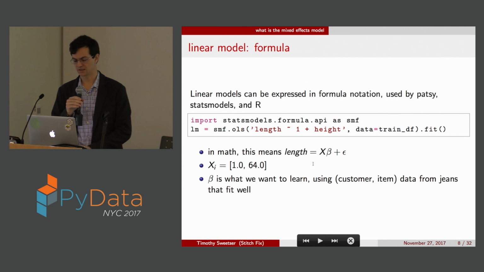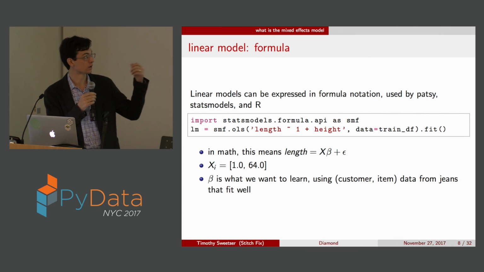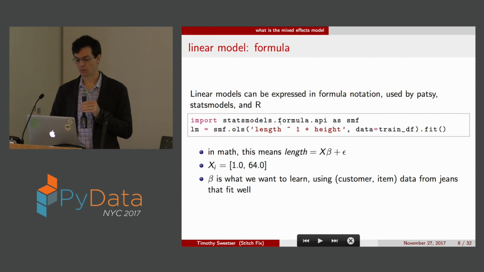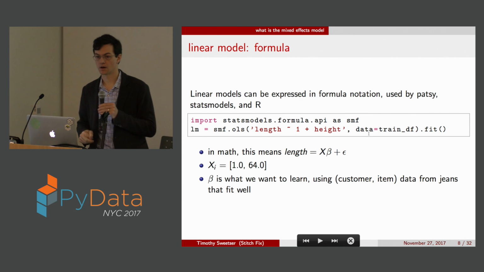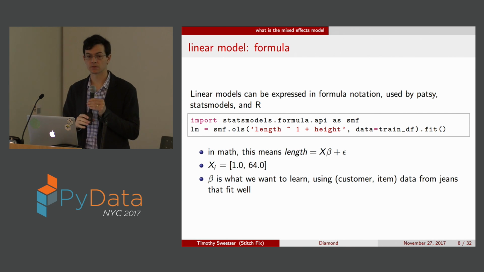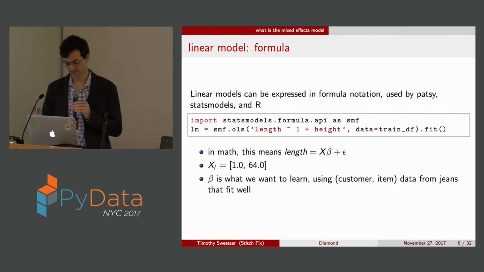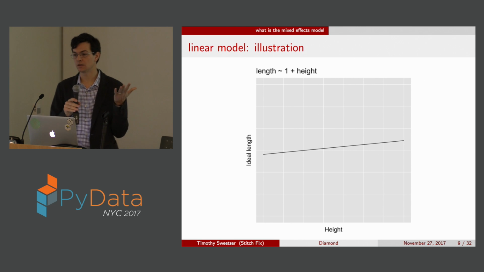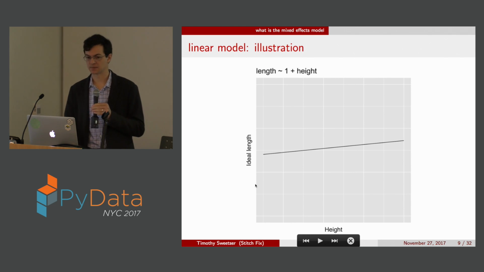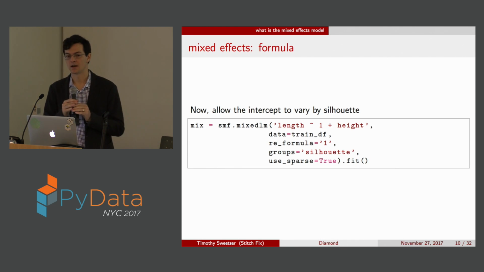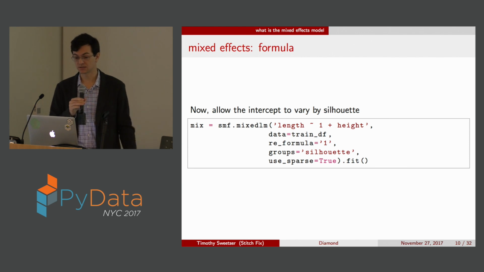Formula notation, so I guess this is on the bottom of this slide, I have the mathematical notation. Formula notation just says, this is my response variable, and I want to fit an intercept plus height as a linear term, and I want to fit this model using this data. People who have an R background are very familiar with formula notation, but it's used in some Python packages, such as statsmodels. And the package that we wrote, called Diamond, also uses formula notation. And if you fit this model, what you get is this nice straight line with the intercept and slope parameters that you learned.